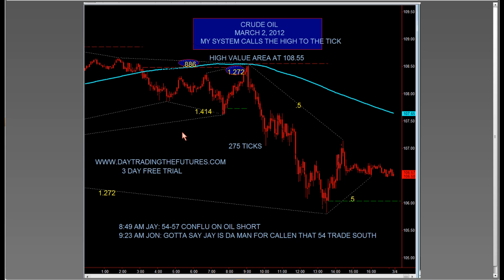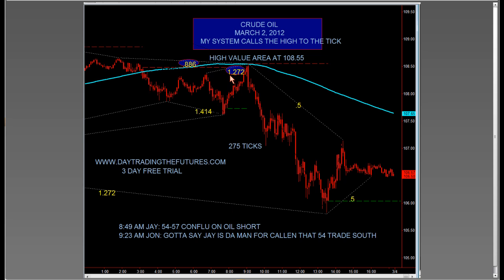Beautiful trade. I called this short 15 minutes before it happened. 275 ticks. I called it within a 3-tick short. If you look down here, 8:49 a.m. This is on March 2nd, 2012. This is me, 54 to 57. I had a confluence short on oil.